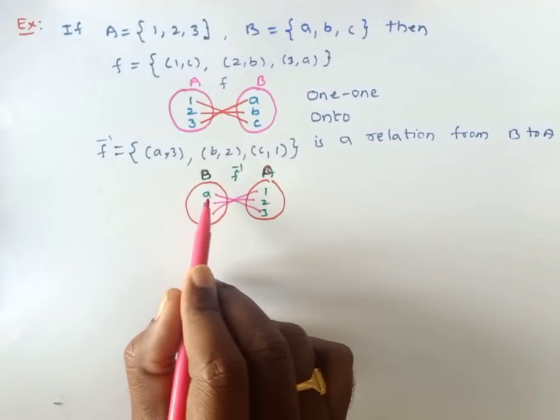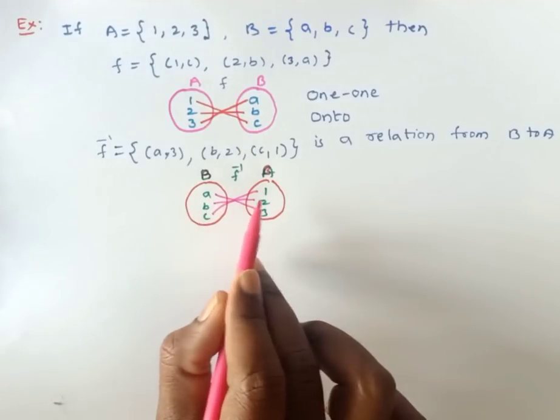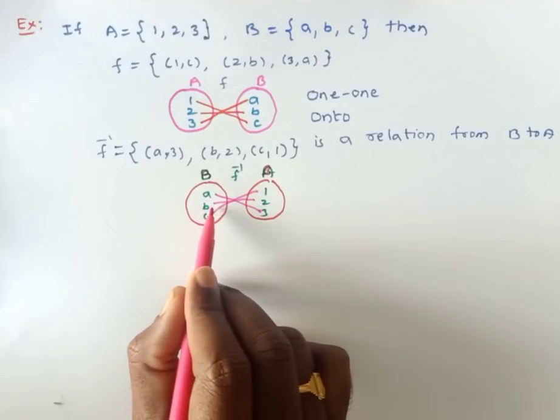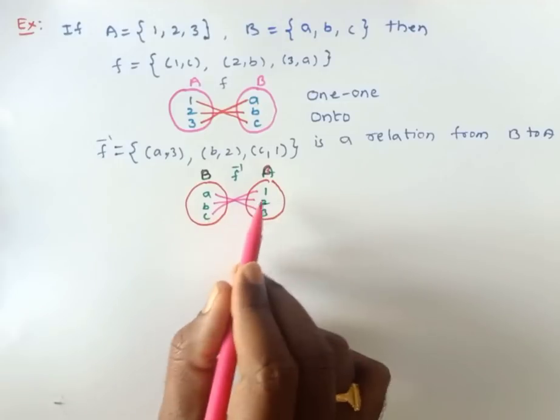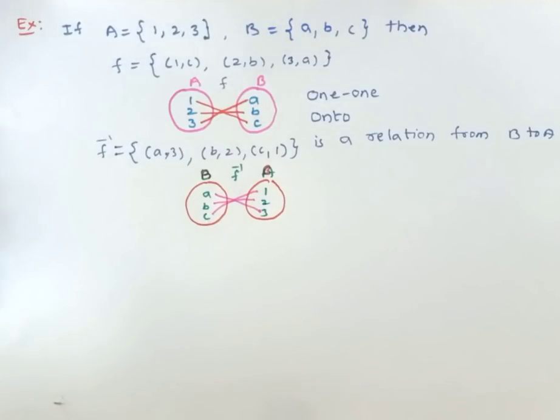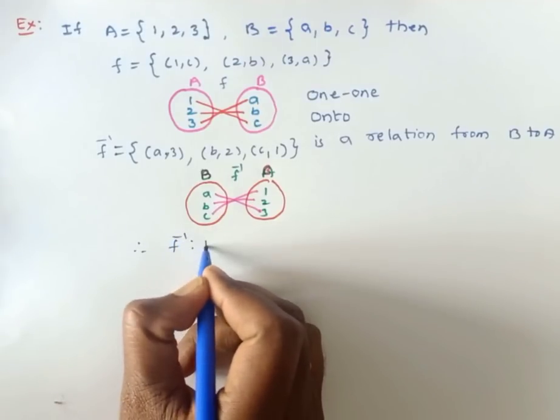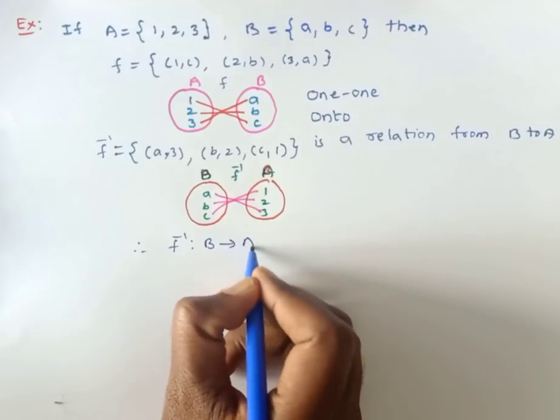Here a, b, c: every element is mapped and they are unique. a is uniquely mapped to 3, b is uniquely mapped to 2 and c is uniquely mapped to 1. Therefore, the relation F inverse is a function from B to A. Therefore F inverse from B to A is a function.